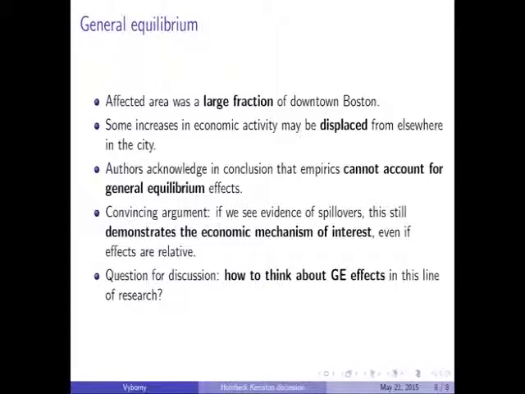But I still wanted to raise it because I think it would be interesting to hear from the discussion in the room a bit more about how we can think about general equilibrium effects in this kind of line of research, because, inspired by the idea of this being a meeting of many people working on these very closely related things, it would be nice to generate some ideas about that and hear what people have to say. That's all I have.